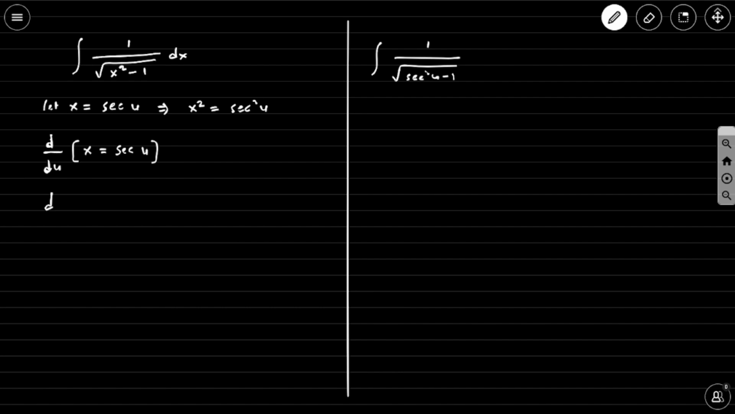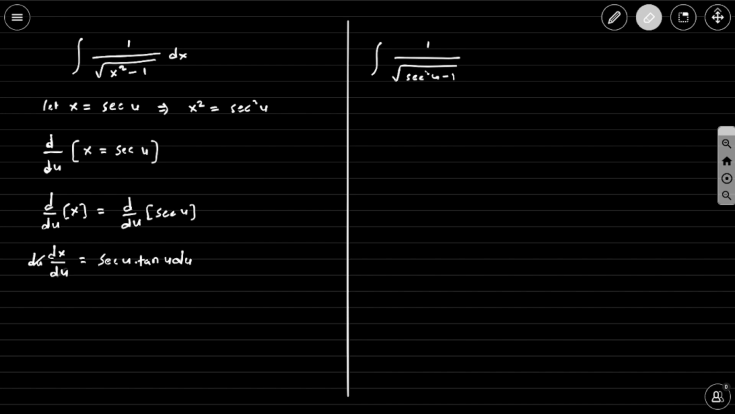So what happened is we differentiate the left side of the equation, that is x, with respect to u, and because this is x, we're just gonna leave it like that. So it's dx over du, and the derivative of secant u with respect to u is secant u tangent u, and then we multiply both sides by du. Therefore we have the value of dx: secant u tangent u du. So instead of writing dx right here, we're gonna write secant u tangent u du.